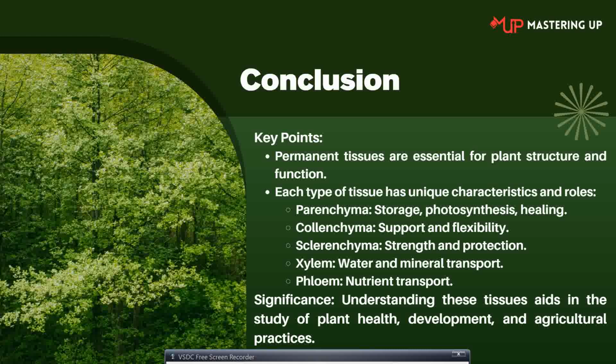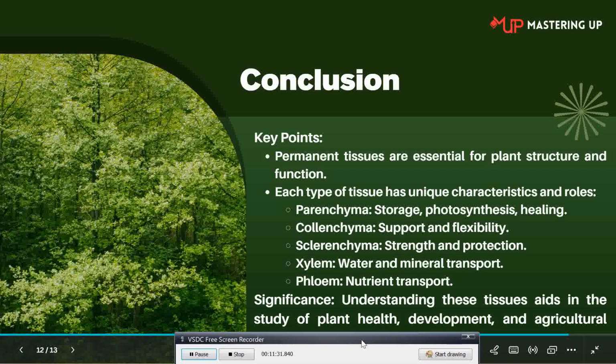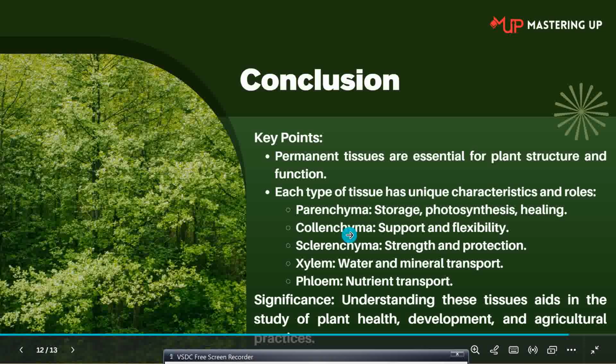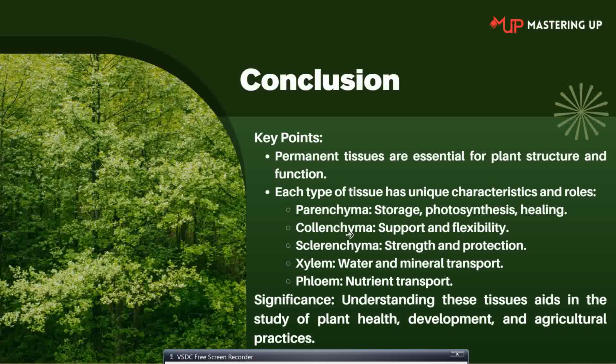Now the significance of this permanent tissue is that understanding this tissue aids in the study of plant health, development and agricultural practices. So studying about this is also very important. That's all with the conclusion. Let's just again look into what we have already learned. Let's have a quick recap of the classes we had.